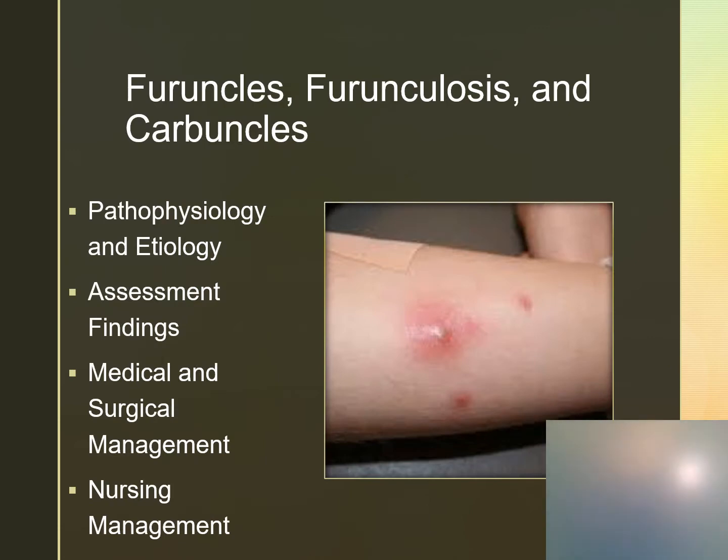A furuncle is a boil, while multiple boils is furunculosis. And a carbuncle are going to be boils in which pus is draining from it. Pathophysiology and etiology, these are caused by skin infections. They're also associated with diabetes mellitus. We may see painful pustules that are surrounded by erythema, fever. The client may have anorexia, weakness, or malaise.